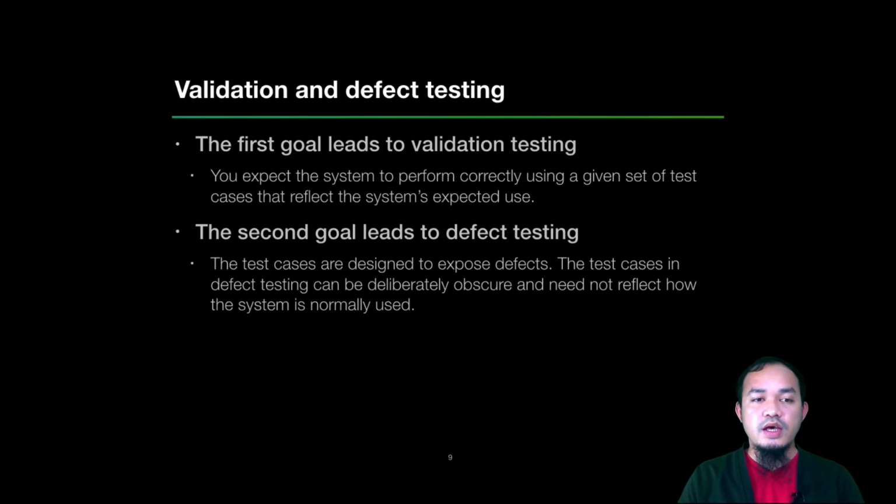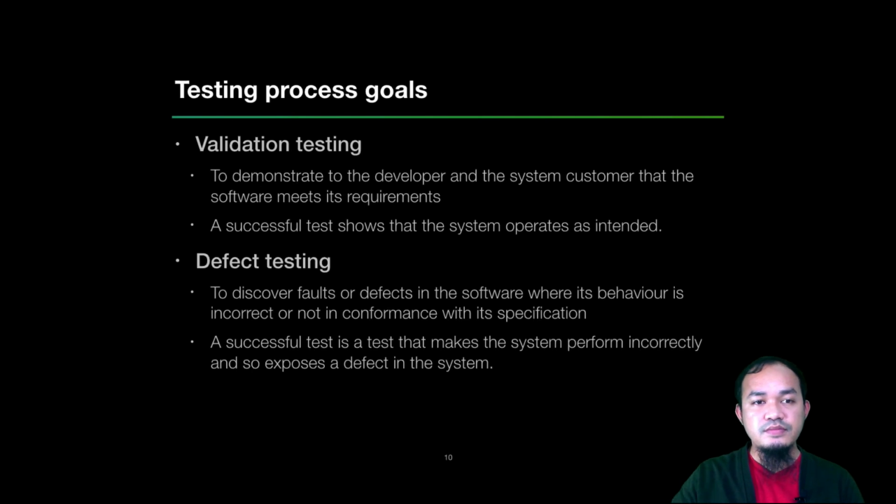The first goal leads to validation testing. It is about making sure that the software meets the requirements of the user and system. And the second goal leads to defect testing. It will check for errors inside the software itself. We call this defect testing.